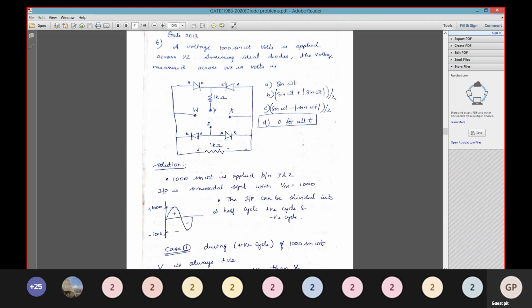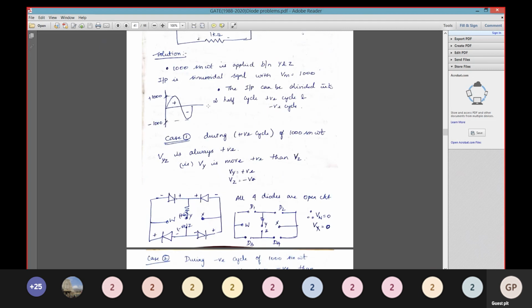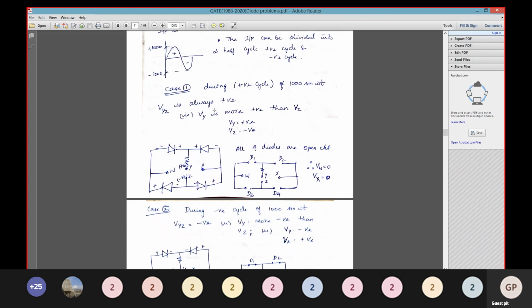So first consider the positive wave, and then you can go on to the negative wave. Case 1: you just consider positive. So positive here, and obviously here it is negative. Then you can interchange it. Positive here, negative here.